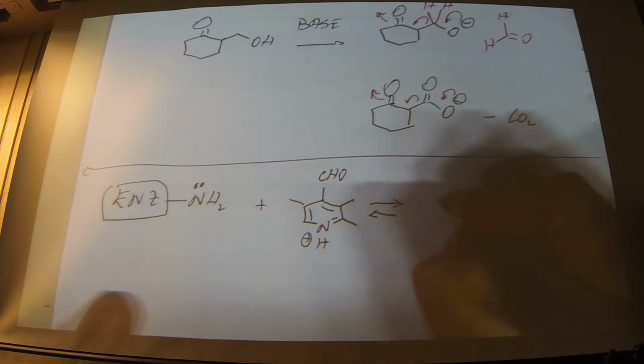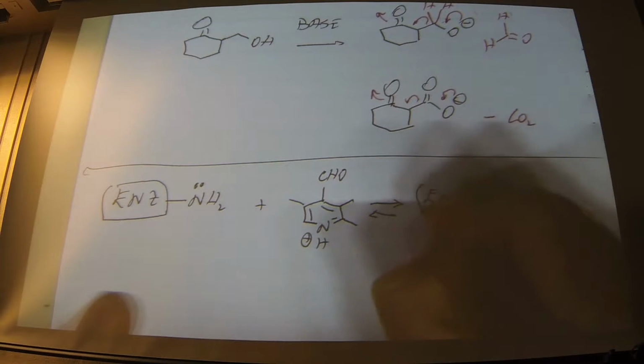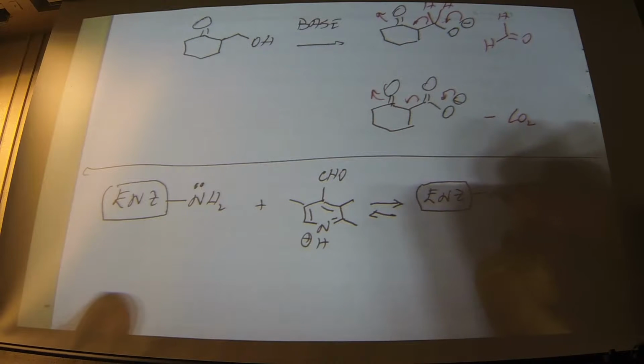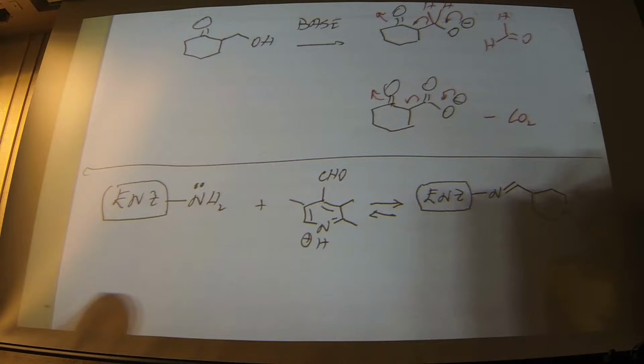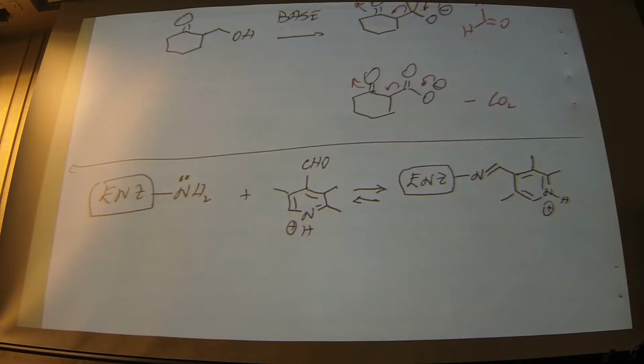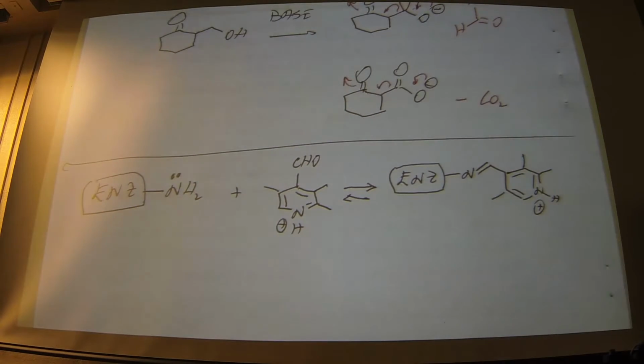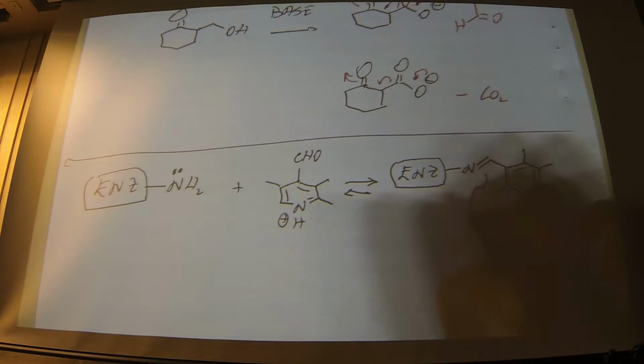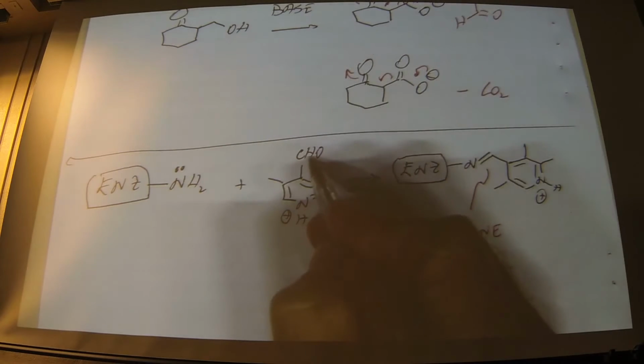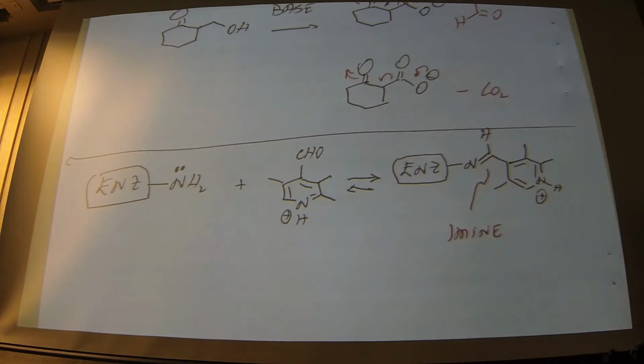Now this is an equilibrium. So I end up with the enzyme, and then I end up with that as my imine. Okay, so this functionality here is an imine. And the hydrogen is still there. We haven't lost it. It's right there. So you end up forming an imine. Okay, fine.